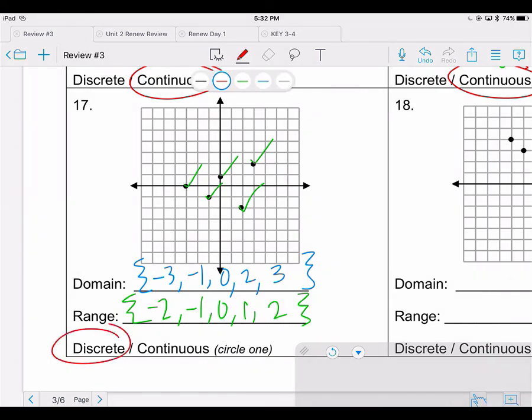This is a discrete graph because my points are all separated. I have separate distinct points. I can tell you my domain is -3, -1, 0, 2, or 3.